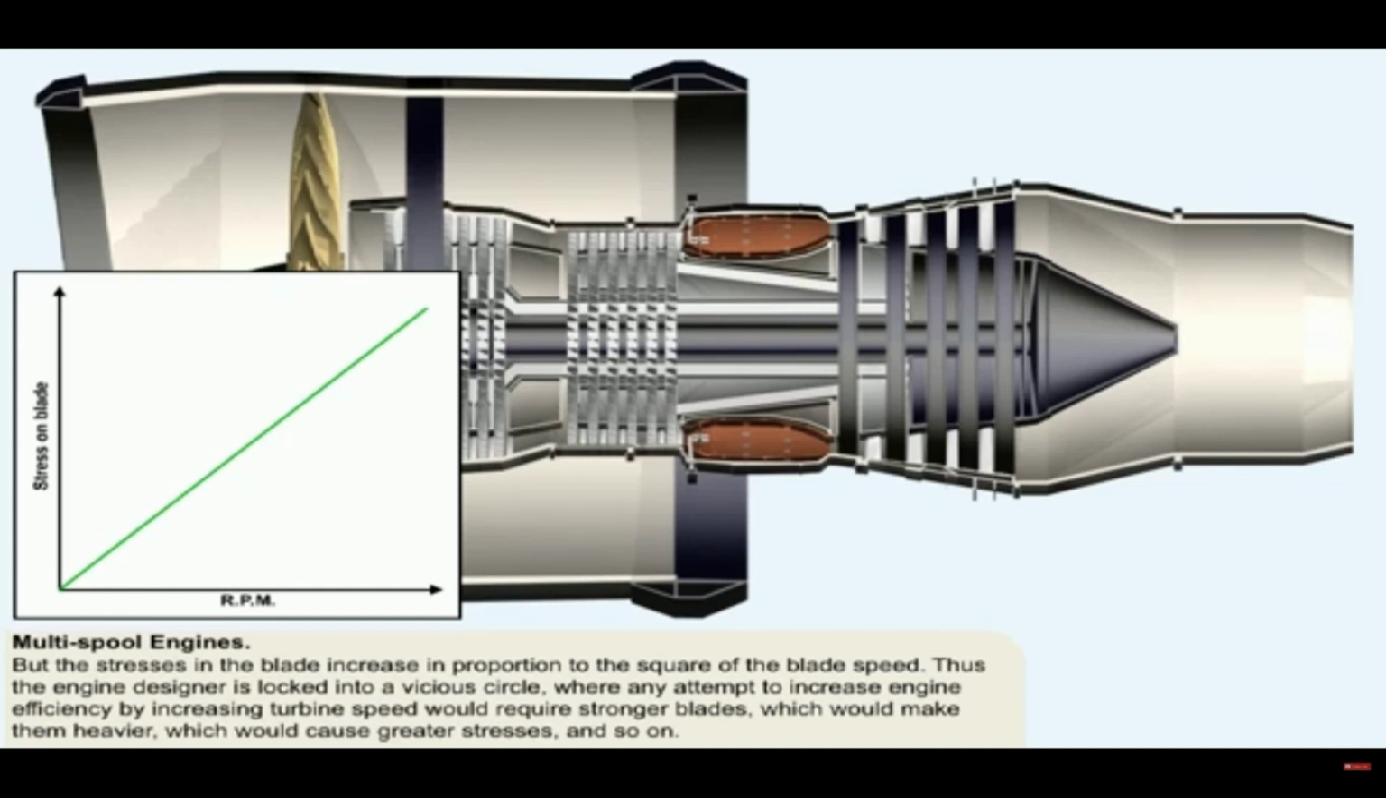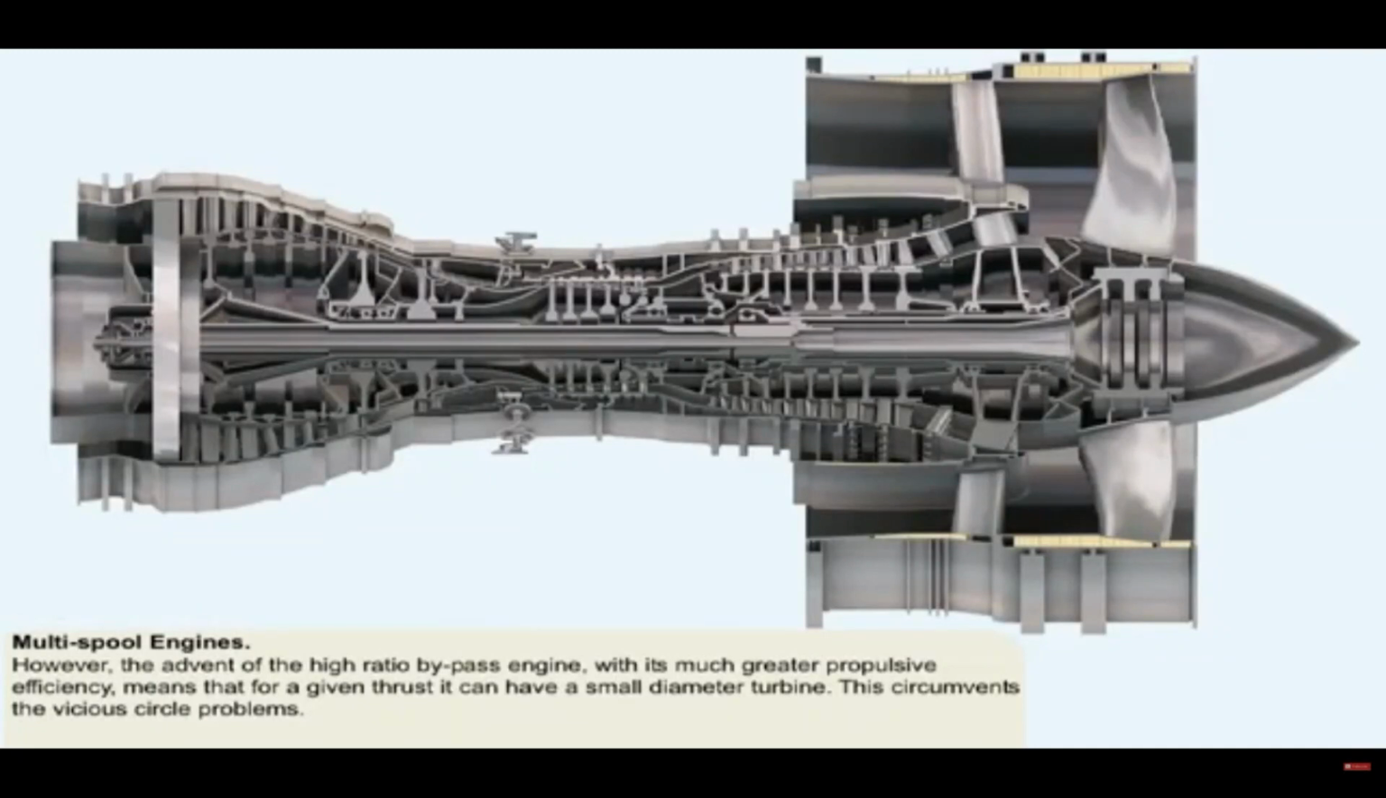All is not lost, however. The advent of the high-ratio bypass engine, with its much greater propulsive efficiency, means that for a given thrust it can have a smaller diameter turbine. This, to some extent, circumvents the vicious circle problems mentioned previously.